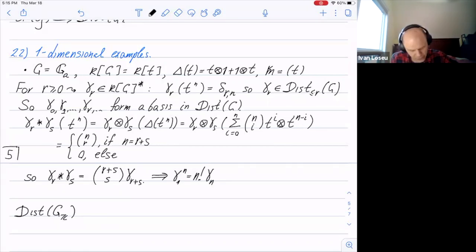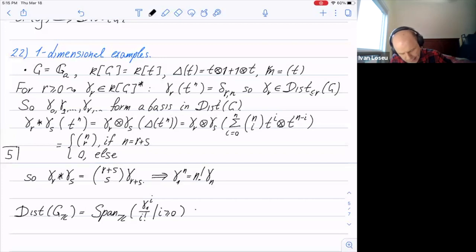And the way it sits there is that we have the span over the integers of gamma one to the power i over i factorial. So we just formally divide both sides of this by n factorial. And here i runs over non-negative integers. And this makes sense as a submodule inside of the span over Q of gamma one to the power i, which is just the distribution algebra of G over Q.